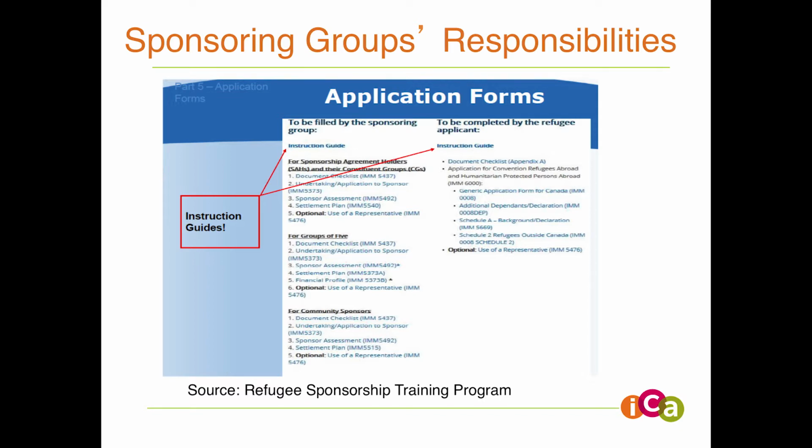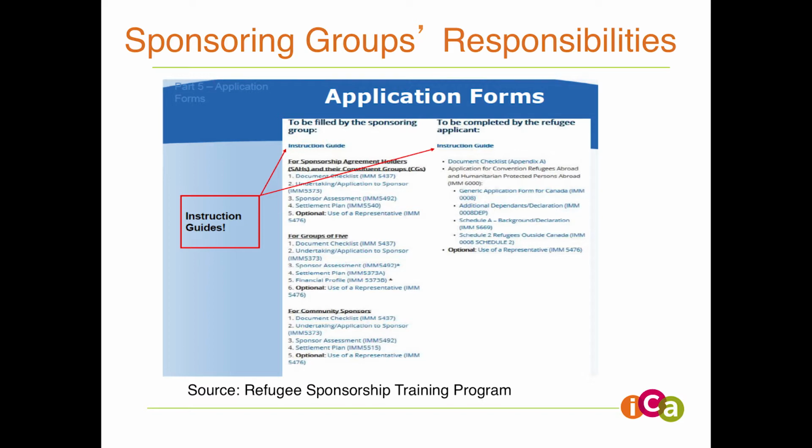So the two sets of forms are, first of all, the refugee application forms. They are called the IMM 6000 package of forms. These forms for the BVOR cases have been done overseas. You have nothing to do with them, okay? In the case of BVOR. If you are sponsoring somebody who is referred by somebody here in Victoria, we will have to do these forms together. And that can take a long time, as some of you know.